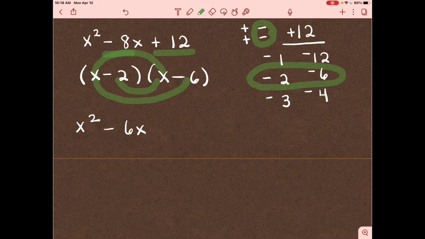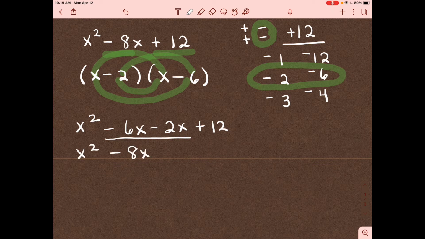Negative 2 times x is minus 2x. And last, negative 2 times negative 6 is going to give me that positive 12. When I combine my outer and my inner, I am going to be back where I started from. All right, that's the second example.